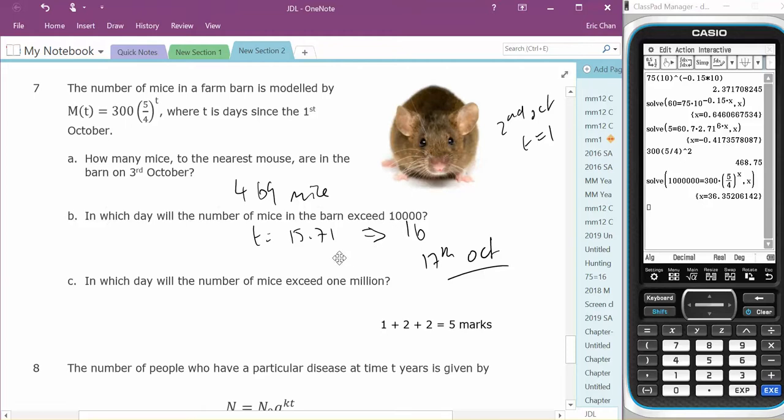Okay, so 1st of October is 0. So there's 30 days. So what, 37 days. Because if we round up 36.35, it's on the 37th day. So if 30 days have passed, it'll be the 7th of not October, but November. Okay, so the answer will be 7th of November.